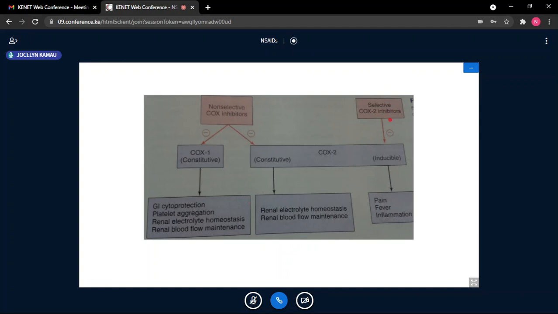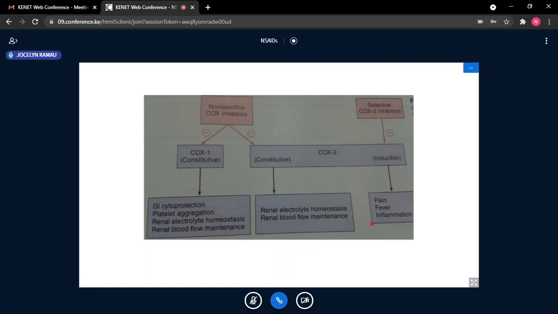When you give the selective COX-2 inhibitors, they will go for the inducible COX-2. They will leave COX-1 free. They will go for the inducible, and they will also go for the constitutive COX-2. They will help us, with a bit of toxicity of course, in relief of pain, fever, and inflammation. Because we are saying it is the inducible COX-2 that is responsible for pain, fever, and inflammation. It is not the constitutive COX-1, it is not the constitutive COX-2. It is the inducible COX-2.